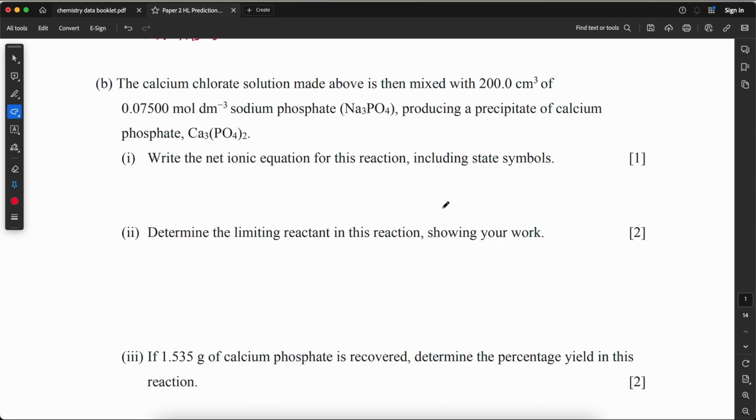The calcium chlorate solution made above is then mixed with 200 centimeter cube of 0.07500 molar sodium phosphate, producing a precipitate of calcium phosphate. Write the net ionic equation for this reaction, including state symbol.